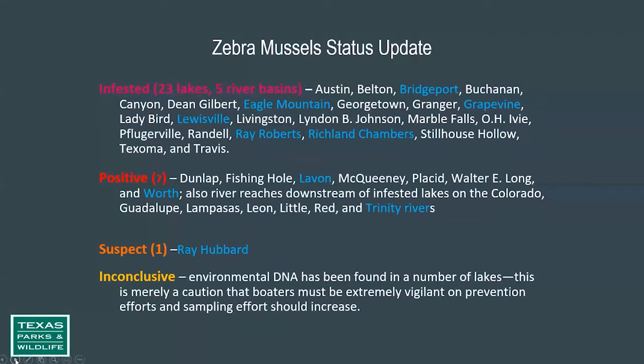Positive if they've been detected more than once, but they haven't been shown to be reproducing yet. And that's important because Waco was in this particular status. So it wasn't infested yet, but it was positive because we had some adult zebra mussels in it. And then we have suspect, which is Ray Hubbard. You'll note that Levon and Ray Hubbard are on the East Fork of the Trinity River. So currently, they aren't going to receive any zebra mussels from upstream. So they might be ones to spend some more effort protecting.